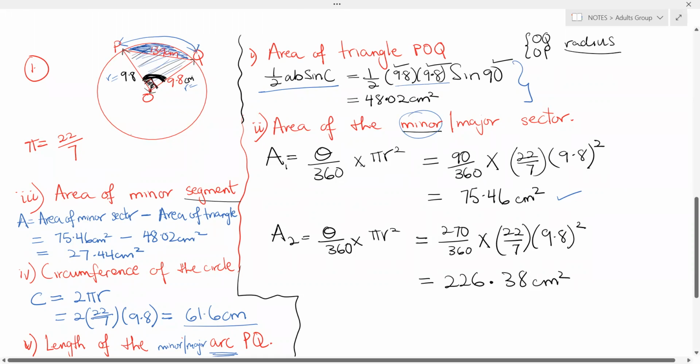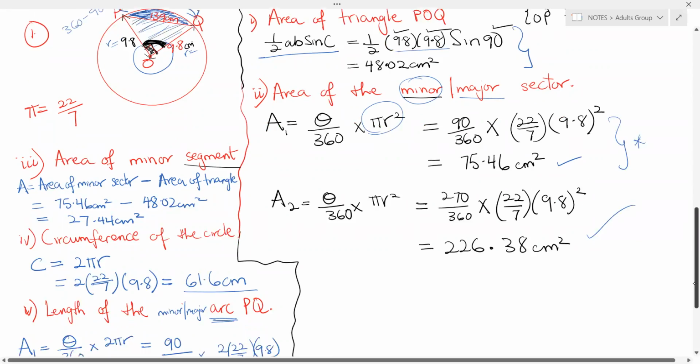We know that's theta over 360 by the area of the circle. So we plug that in and we did that. Then the area of the major sector. So this is outside here. So that's going to be the 360 minus the 90, which is 270 degrees. And that's what we did with the same formula.